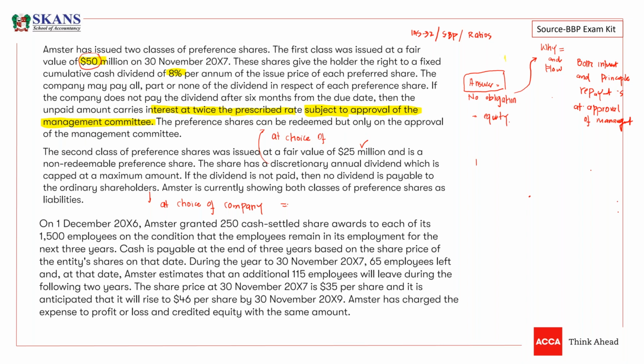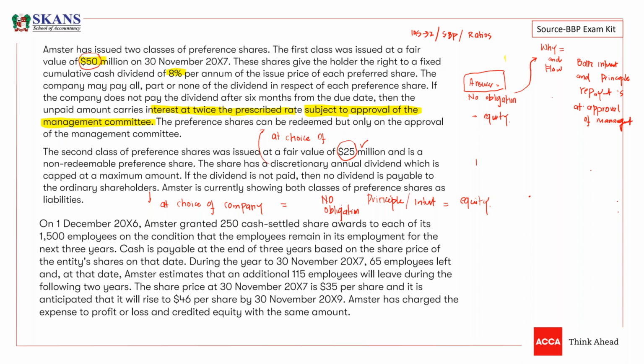So if a payment can be avoided, and there is no obligation for principal and no obligation for interest, what does it mean? No obligation, guys. No obligation for interest, no obligation for dividend, no obligation for principal. Principal means the initial amount that we received, which is 25 million. So it is again an equity because we don't have any obligation.